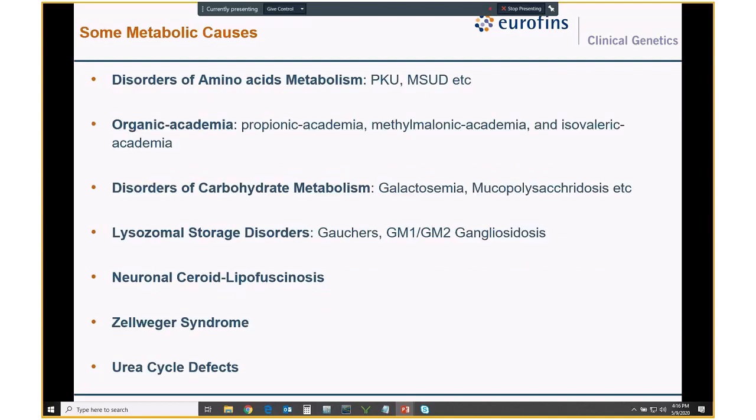So with this, what are some of the metabolic causes? You have amino acid metabolism disruption, organic acidemias and acidurias, carbohydrate metabolism disorders, LSDs, neuronal ceroid lipofuscinosis, Zellweger as another example, and even urea cycle defects can be considered neurometabolic disorders. So I will be moving on to the case studies.